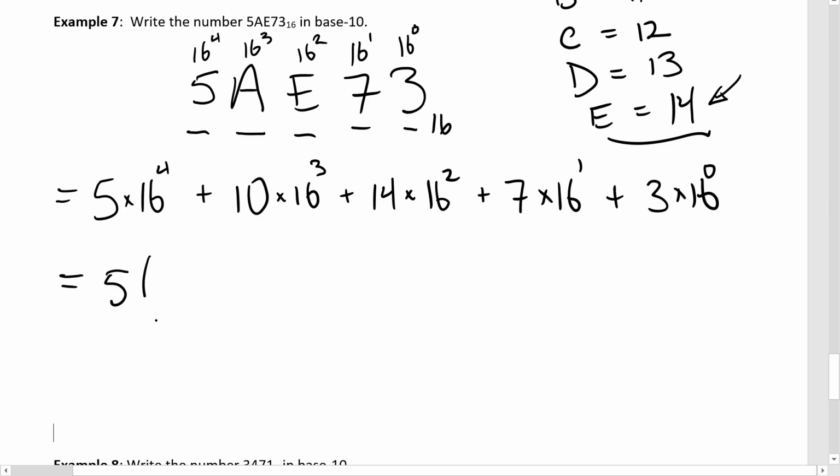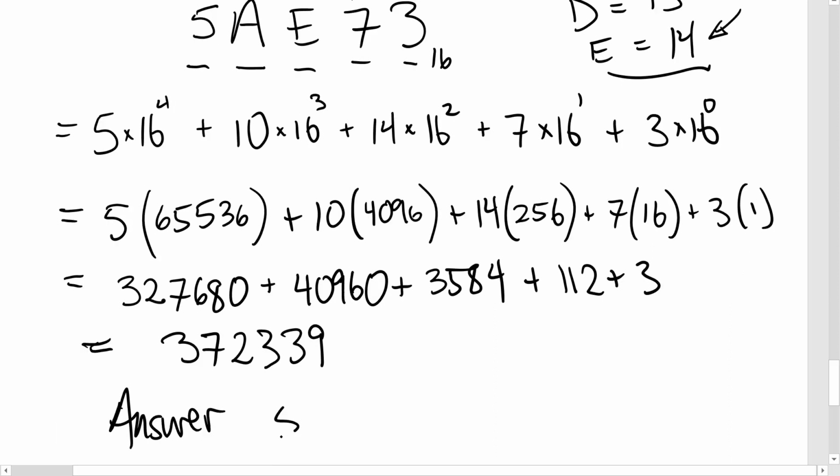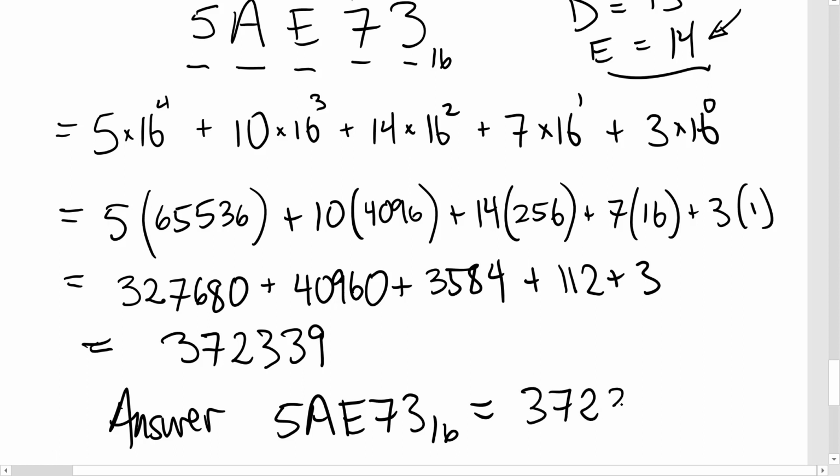So that's 5 times 16 to the power 4, and 10 times 16 cubed, 14 times 16 squared, 7 times 16, and 3 times 1. So 5AE73 in base 16 is 372,339 in regular base 10.